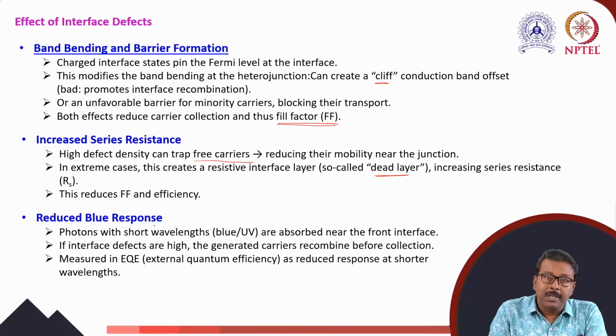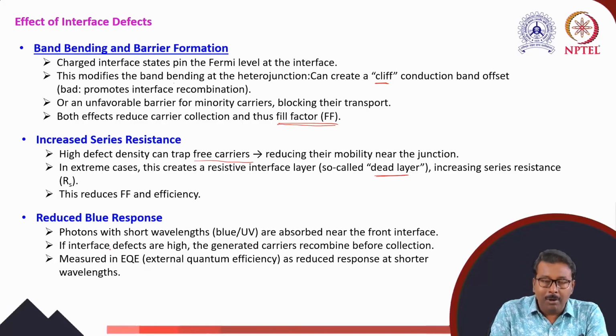Reduced blue response: again, the photons with shorter wavelength are absorbed within a short length of the device in the front side, because where light will be absorbed depends on the wavelength or energy. So higher energy photons, meaning lower wavelength photons, will be absorbed fast in the front side. Lower wavelengths, that is blue wavelength or UV, are absorbed near the front surface.